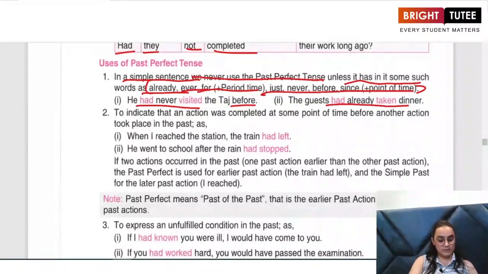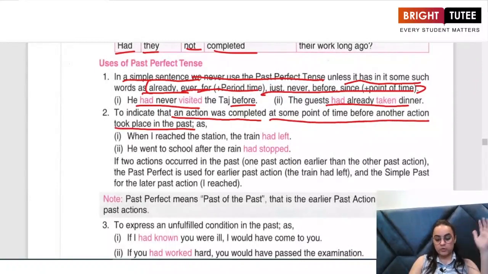The second use of the past perfect tense is to indicate that an action was completed at some point of time before another action took place in the past. For example, when I reached the station, the train had left. So what action got completed? The train had already left before I reached the station. So the action which was completed is represented with the help of the past perfect tense.